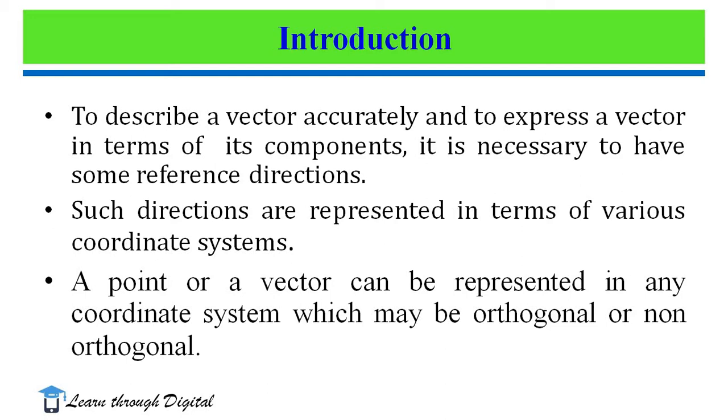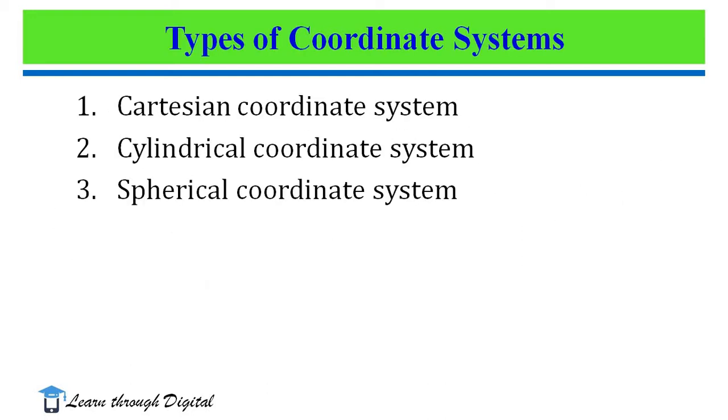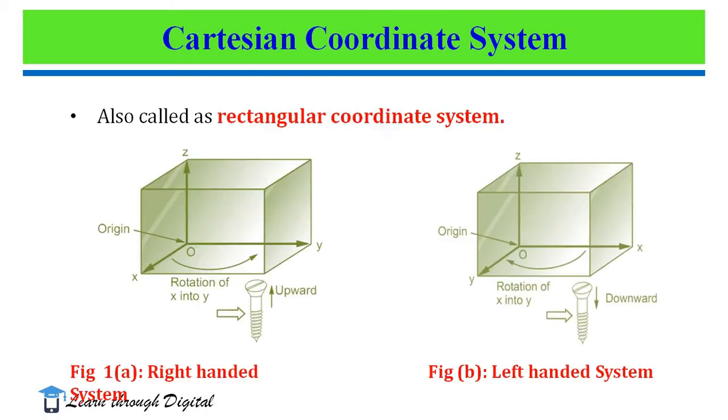A point or a vector can be represented in any coordinate system, which may be orthogonal or non-orthogonal. There are 3 important coordinate systems: Cartesian coordinate system, cylindrical coordinate system, and spherical coordinate system. We will discuss these coordinate systems one by one. Let's start with the Cartesian coordinate system.